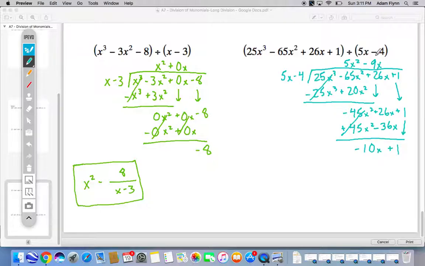So negative 10x divided by 5x is negative 2. 5x times negative 2 is negative 10x. Negative 4 times negative 2 is positive 8. So I have to switch my signs. So 10x's cancel. I have 1 minus 8, which is negative 7. So I know my final answer, since this is my remainder, is 5x squared minus 9x minus 2 minus 7 over 5x minus 4.